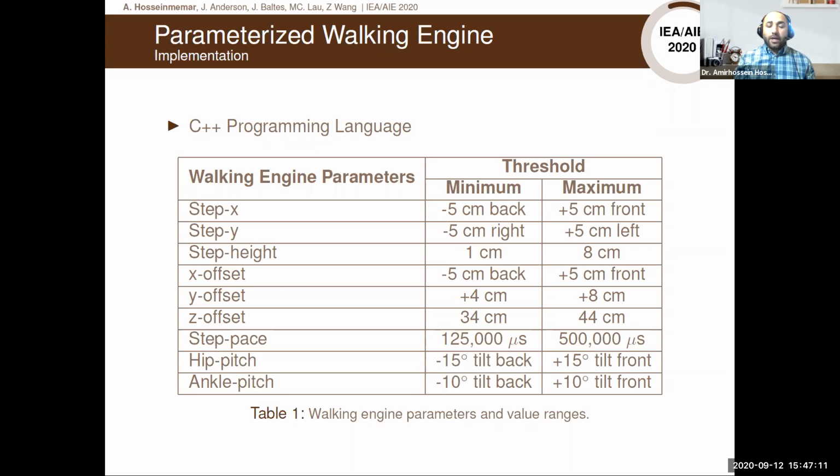Then we have a step pace, which is how fast the robot can finish a cycle. And we have hip pitch, which is the tilt of the robot at the hip that goes back and forth. For example, it wants to lean forward or lean backward. Ankle pitch is also the same tilt, but on both ankles. And the measurement unit for these two is degrees.